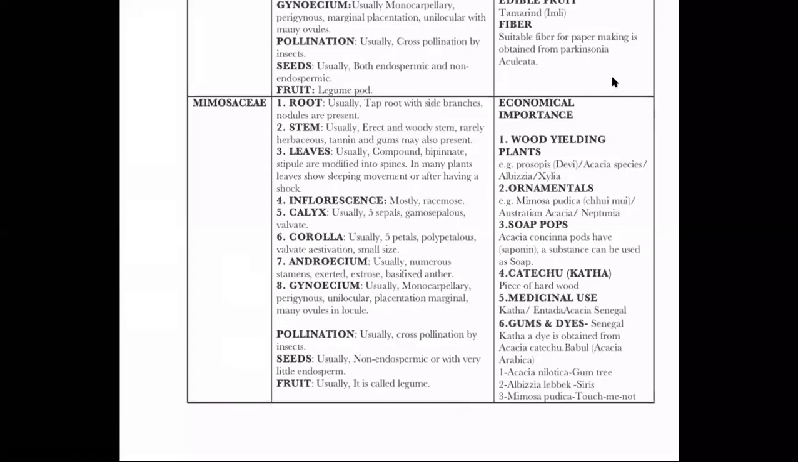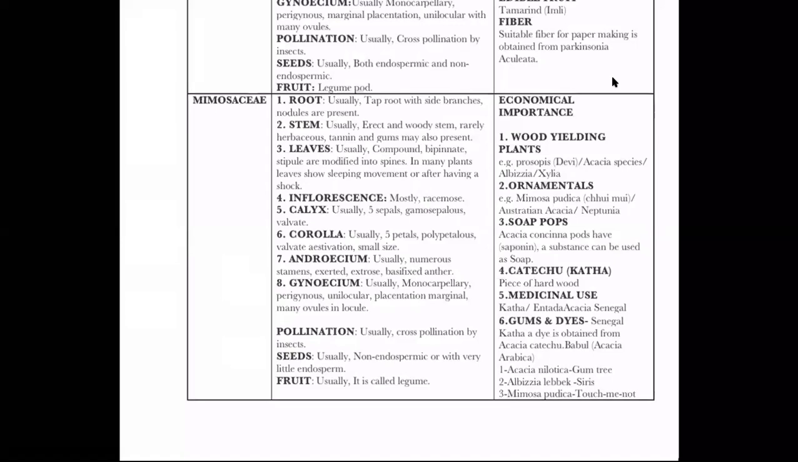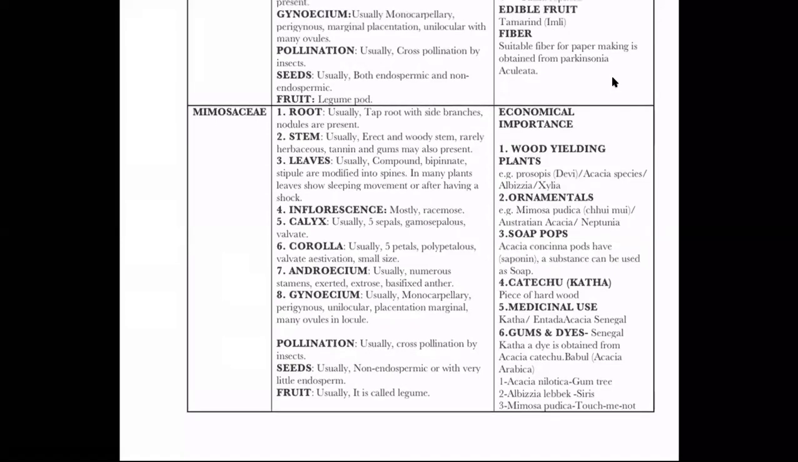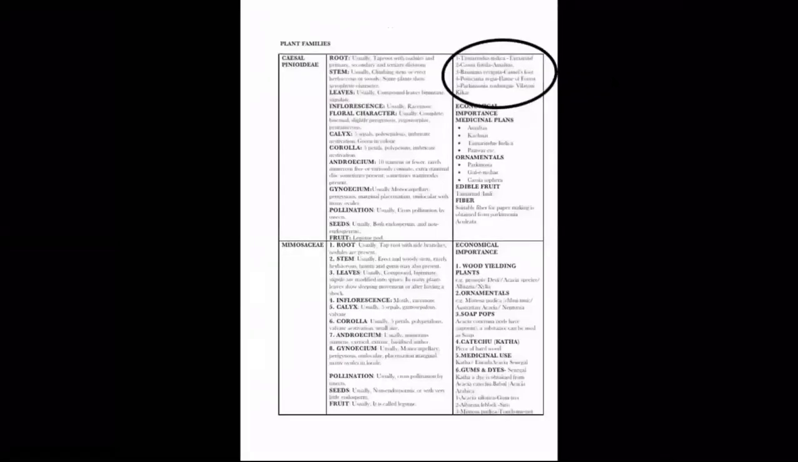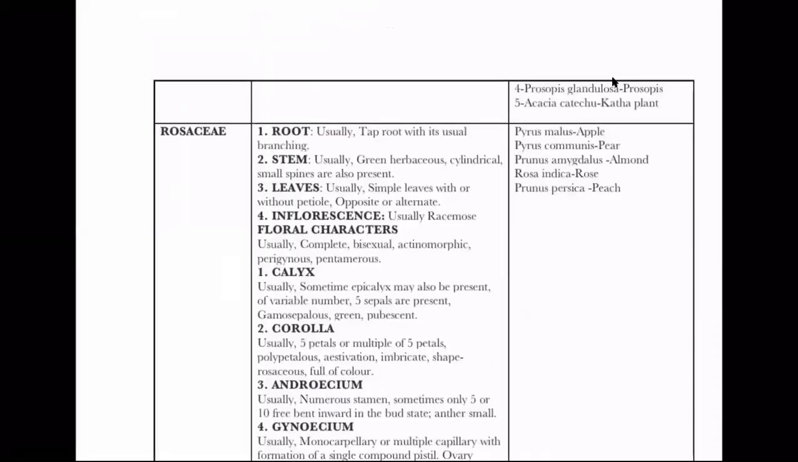ठीक है. Gynoecium usually monocarpellary. Perigynous, that means at the level. Marginal placentation. Many ovules in locule. ठीक है. Pollination usually cross-pollination by insects, seeds non-endospermic or with very little endosperm. Fruit is usually called the legume. ठीक है, इसमें फिर आपके multiple plants होते हैं. ठीक है, Prosopis होता है, Mimosa होता है, Acacia होता है, ठीक है. ये आपको पूरा याद करना है. Okay.